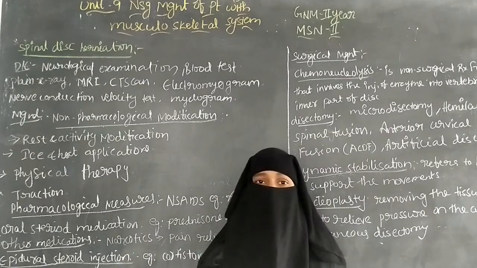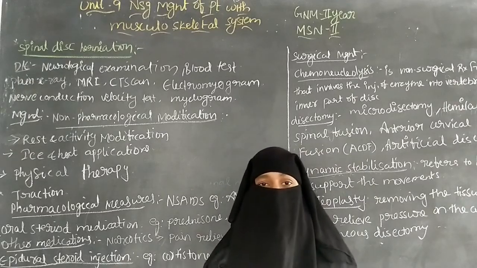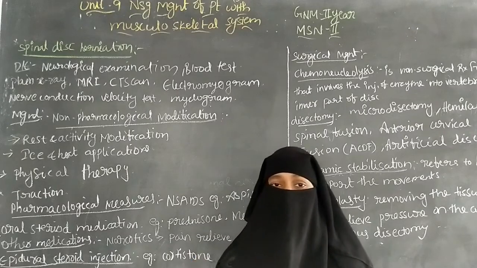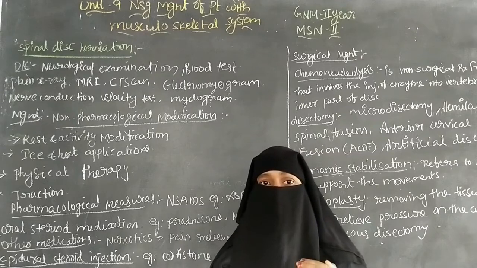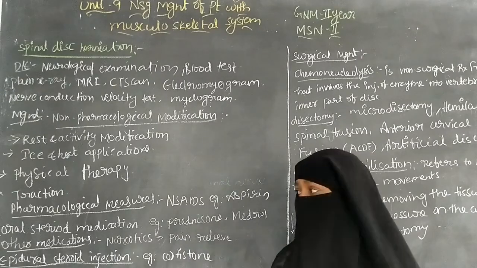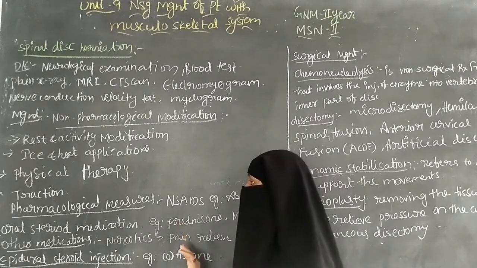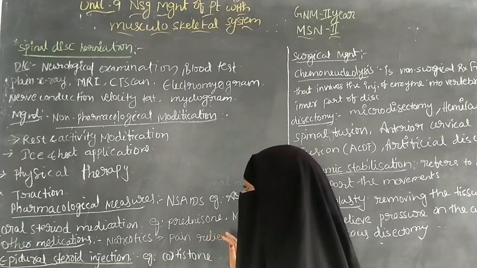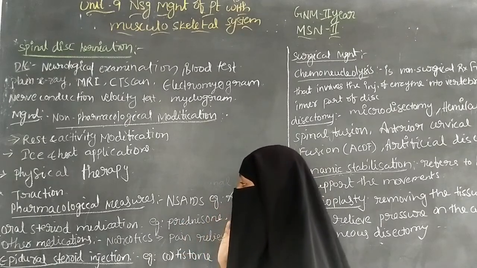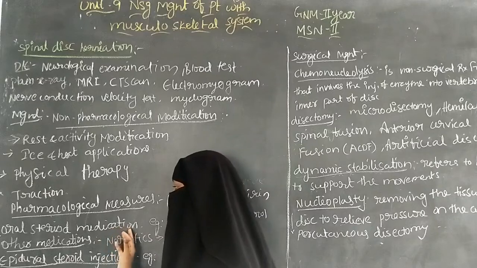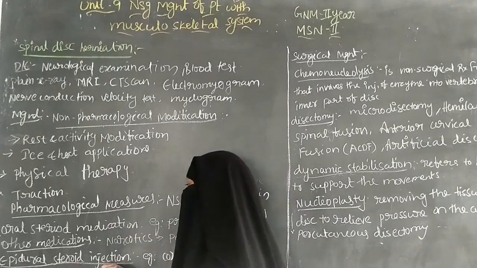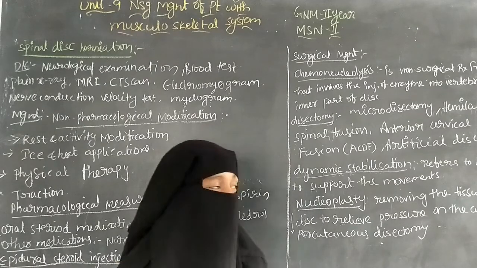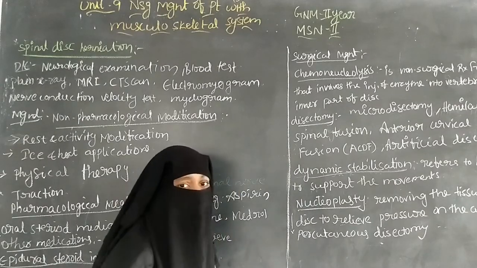So cortisone is one of the injections. It can be used to reduce the inflammation and pain in the herniated disc, and it can be directly injected at the site of the herniated disc. So that is the pharmacological measures. It includes the non-steroidal anti-inflammatory drugs, the oral steroid medication, and other medications including the narcotics and epidural steroid injection. And next one is surgical management.